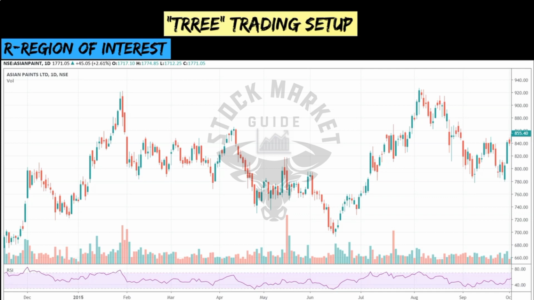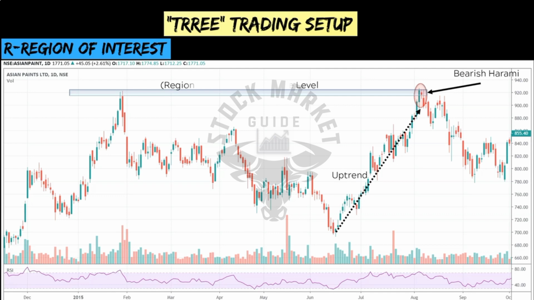Please look at this chart of Asian Paints and notice the stock is in uptrend here. This is followed by the formation of a bearish Harami pattern, which is a bearish reversal pattern. This pattern you will learn later in this course. Now friends, let's check if this pattern is formed at a region of interest. As you can see, this pattern is formed at an important resistance level. Thus, this pattern is indeed forming at an important price action zone which is adding to the probability of reversal.